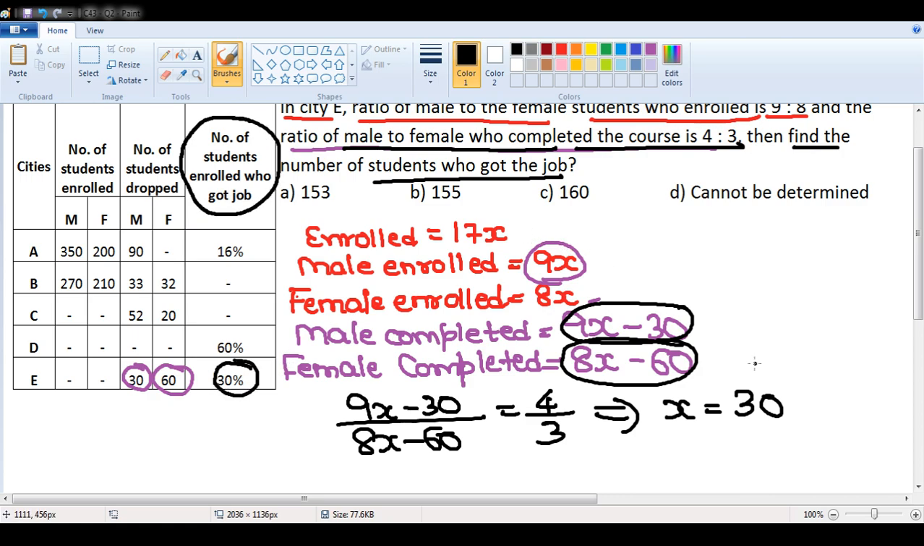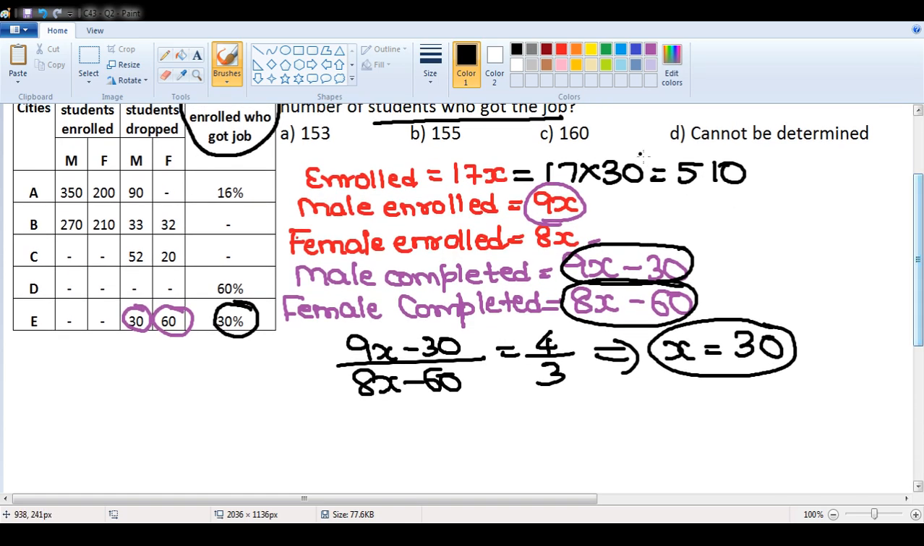That means the x value is 30. Substitute here. 17 into 30 is 510. Totally 510 people have enrolled. Out of 510 people who have enrolled, 30 percent of enrolled students got the job. 30 percent of that 510 got the job.